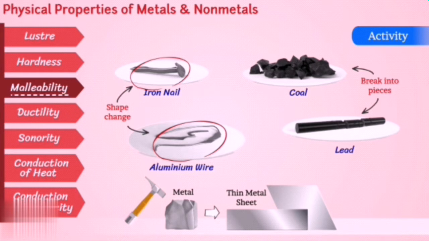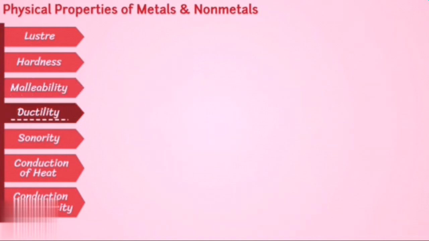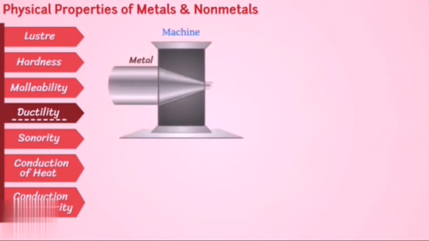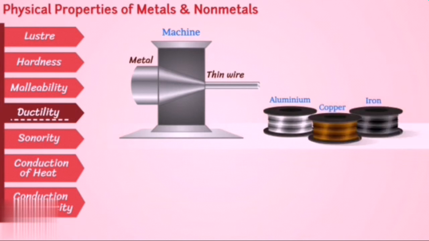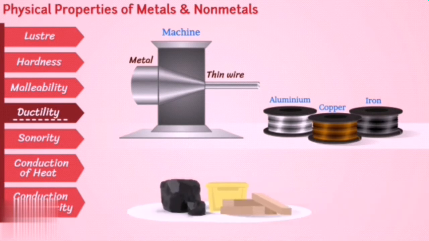Next property is ductility. Another interesting property of metal is their ability to form thin wires. This property of metals by which it can be drawn into thin wires is called ductility. With this property, you can see wires of aluminium, copper, iron, etc. Non-metals do not show this property and break if we try to make them wires.